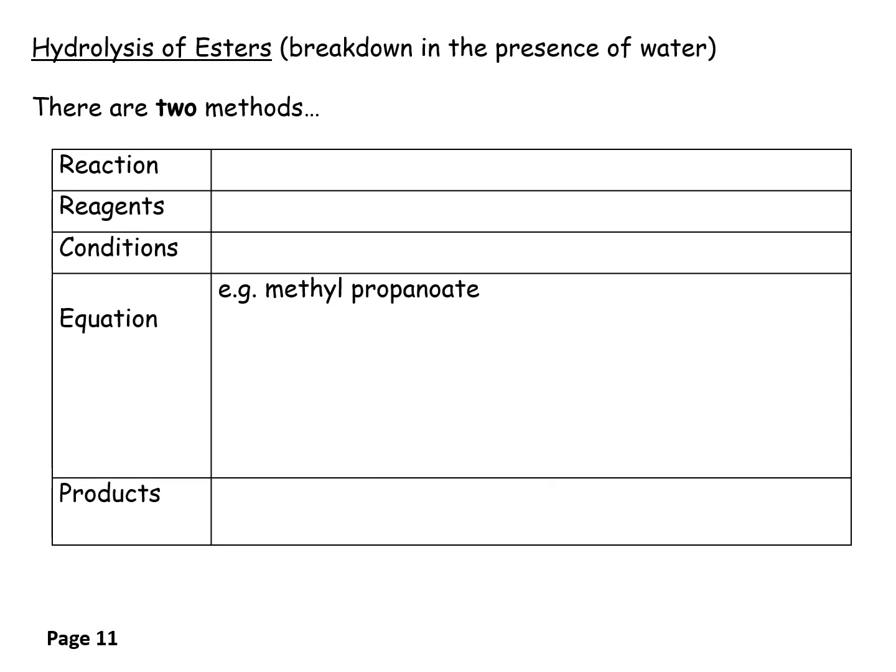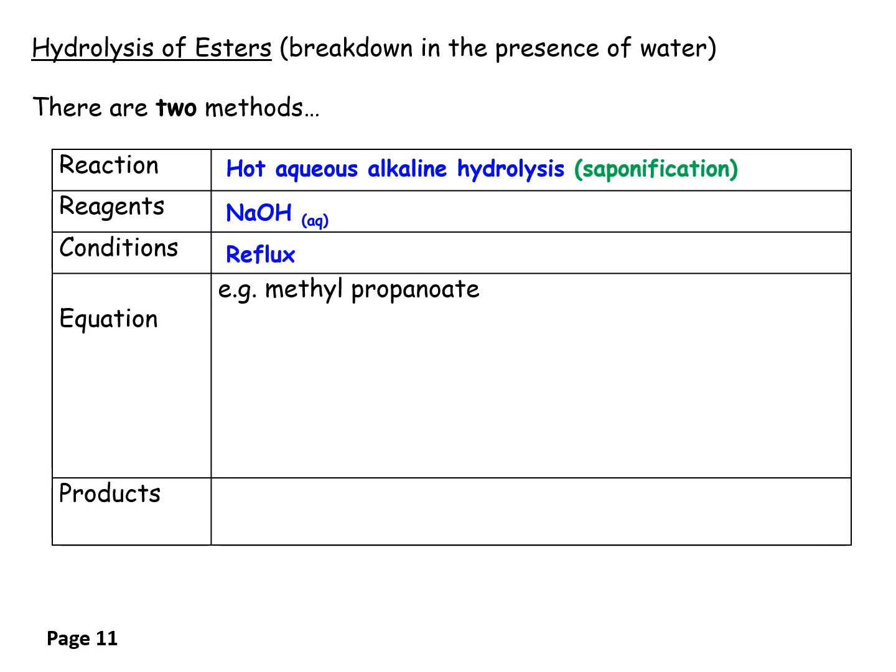The second method then is using an alkali as the catalyst. So it's hot aqueous alkaline hydrolysis. You may see it referred to as saponification, that's the name of this process. The reagents then, your ester with the strong alkali sodium hydroxide. It could be given to you as potassium hydroxide, but the AQ symbol is essential. We need to heat it up, so heating under reflux for your conditions.